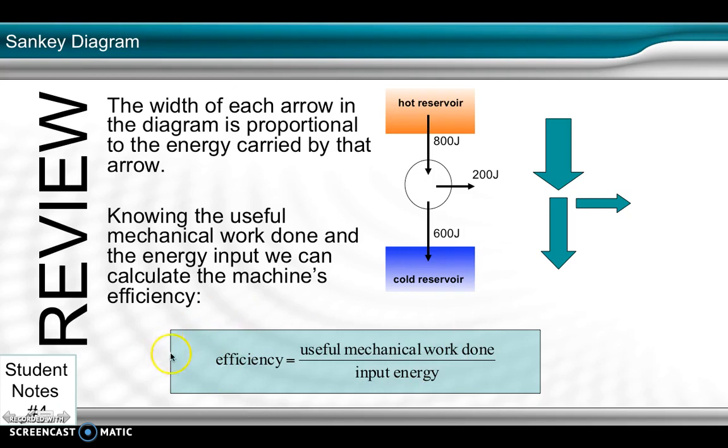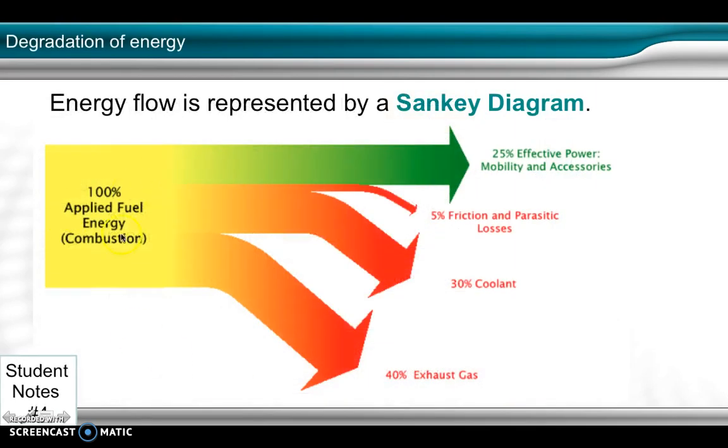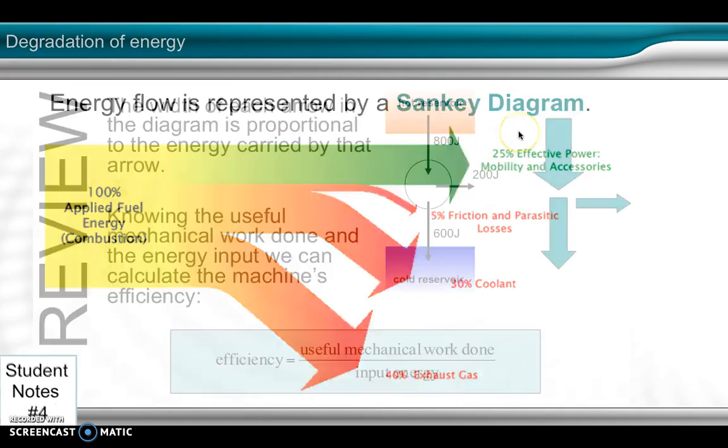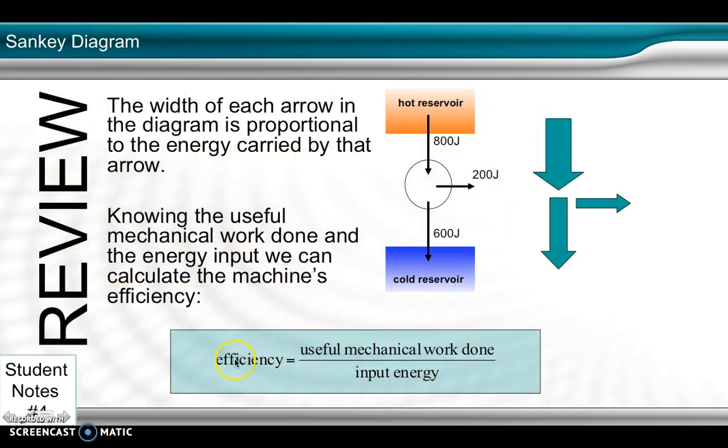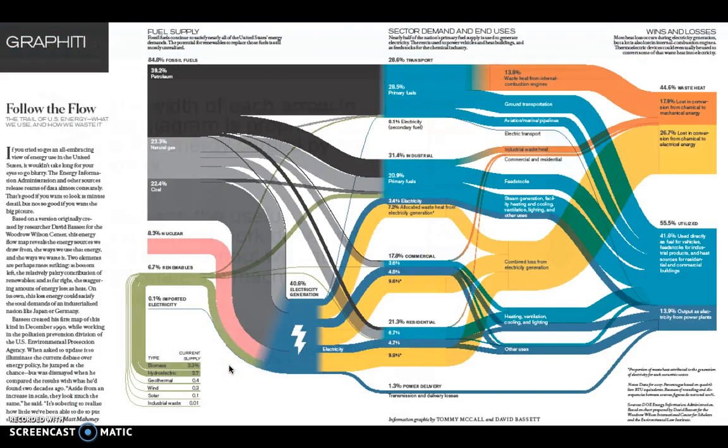From a Sankey diagram, we can determine the efficiency, which is the useful mechanical work done, or essentially the energy that we wanted to get, over the energy that we started with. So if we go back to the combustion engine, we had 100% energy coming in from combustion. We only got 25% energy out. So that means the efficiency of that engine would be 25%.